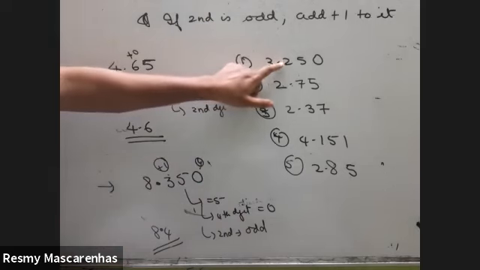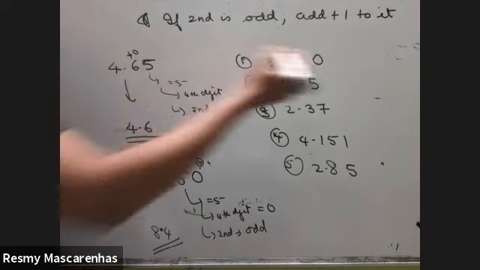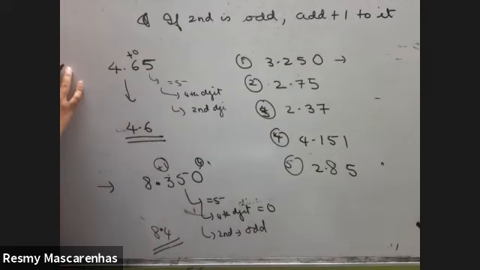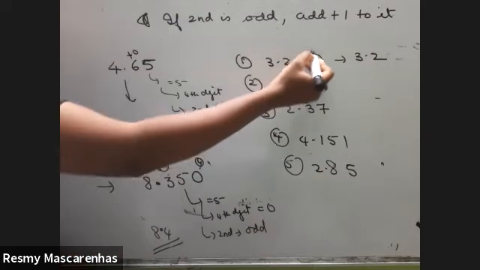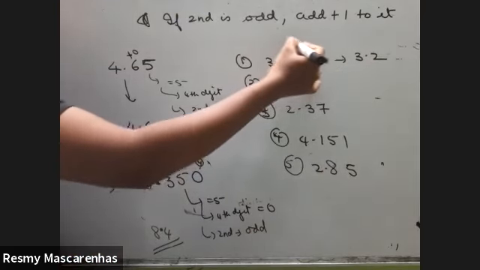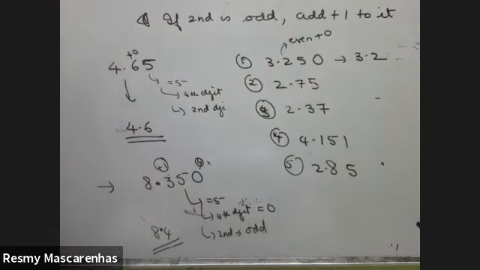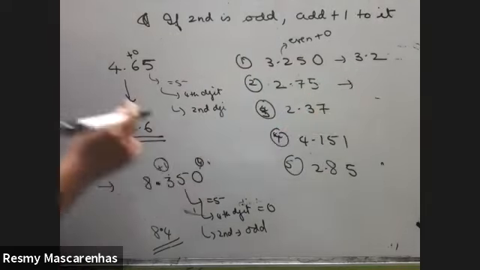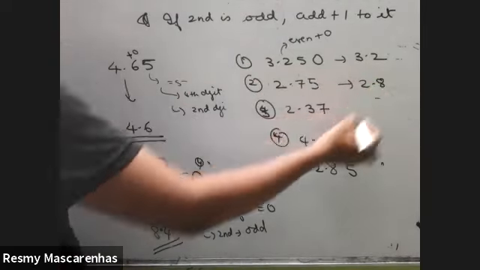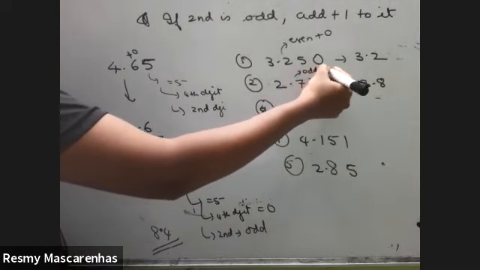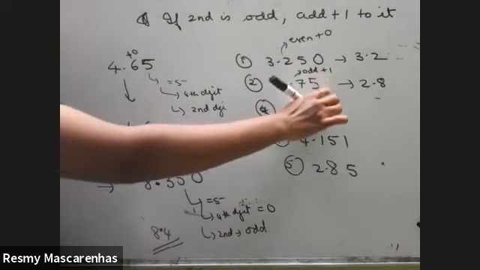Here, what is the answer? First one. First, what is the answer? 3.2. Yes, 3.2. Because this is even, that's why plus 0. Second one, 2.8. Yes, 2.8. Because this is odd, so plus, because this number is missing.